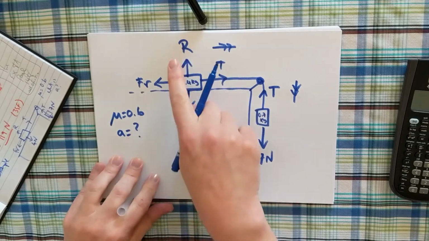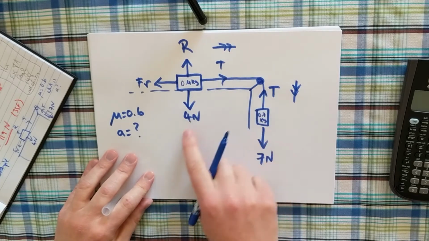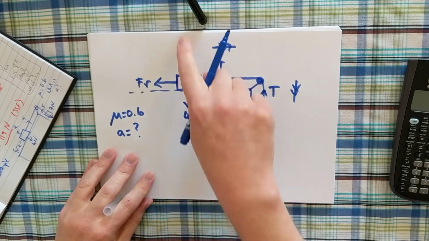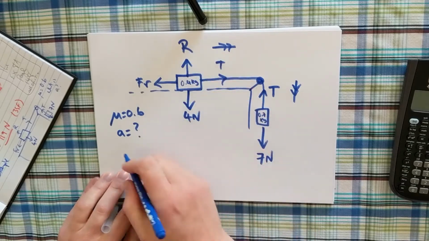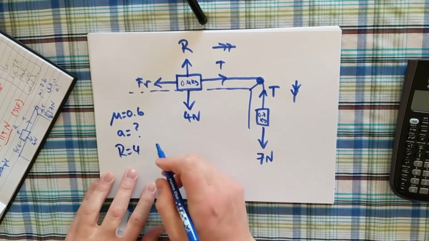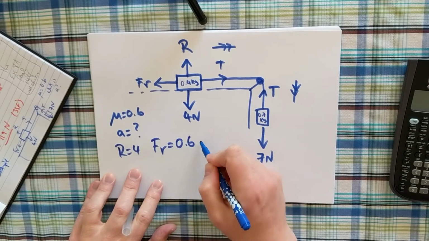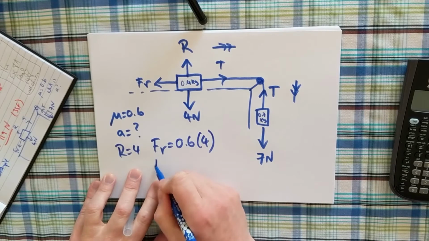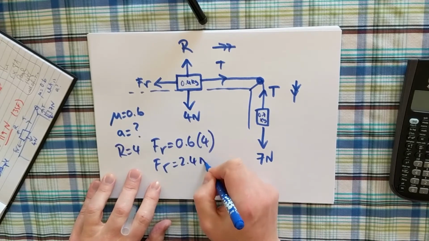So first of all, let's work out the size of the friction. This is more straightforward, there's nothing weird here, there's no angles involved. These two are the only two forces going vertically here, so R must be 4. And using the new formula, friction is equal to mu R, we can work out the size of the friction, which is 2.4 newtons.